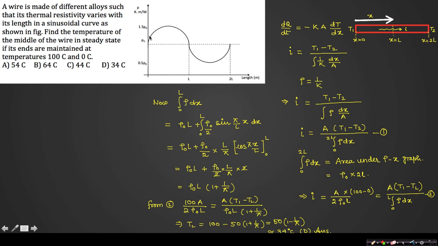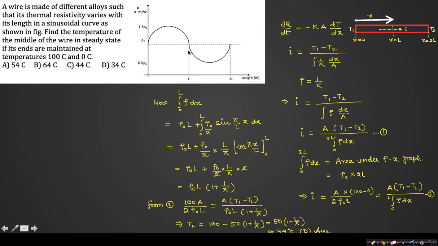Now I can write rho as a function of length. Length is x, I have assumed. So rho versus x graph, how do I find it? From this graph I know that this is the amplitude of the sine function, right? The amplitude is equal to rho naught by 2, because this is rho naught and this is 1.5 rho naught. So I can say it is rho naught by 2 sine pi x by L.